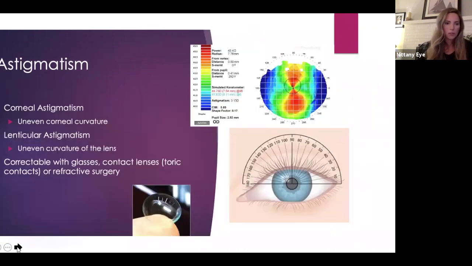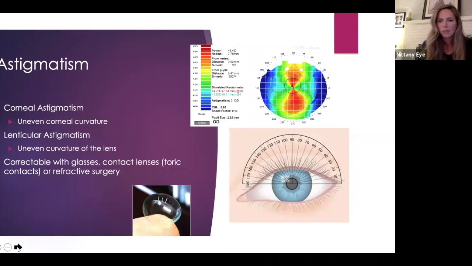There are two types of astigmatism. Some of it comes from the cornea, some from the lens. Most of us have some unevenness in the cornea, which can cause the vision to be distorted. This can change throughout your life. We can measure this unevenness with a machine called a corneal topographer, which is shown on the right here, that colorful image.